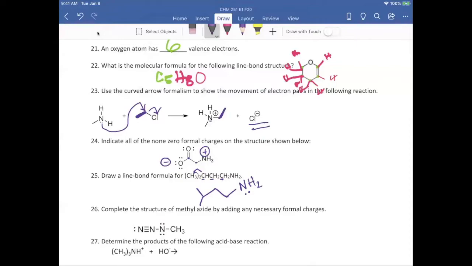So now a way to verify that we've done this right, because several of you got this part wrong, is how many carbons? We have 1, 2, 3, 4, 5. So we have 1, 2, 3, 4, 5. So that one's good, and we have NH2, and so that is the answer. That is the line bond structure for that molecule.